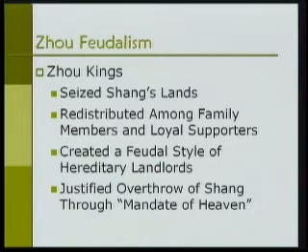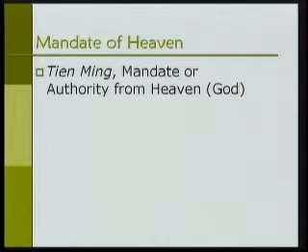It already existed among the Shang people, and they used it for religious purposes, but the Zhou king used it for political purposes. So they justified the overthrow of the Shang people through the mandate of heaven. Let's see further. What is this mandate of heaven?